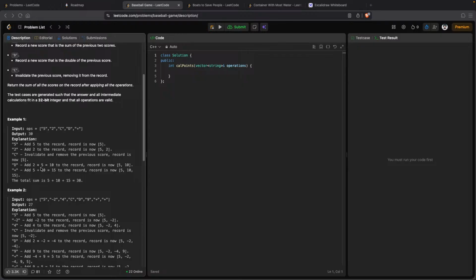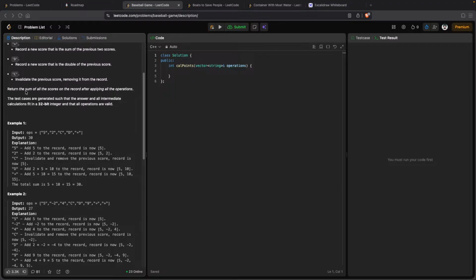Now D, 2 multiplies 5. Invalidate and remove the previous score, the record is now 5. Now we got the D, which means record a new score that is the double of the previous score. You will be multiplying 2 by the previous score and putting it into the array.